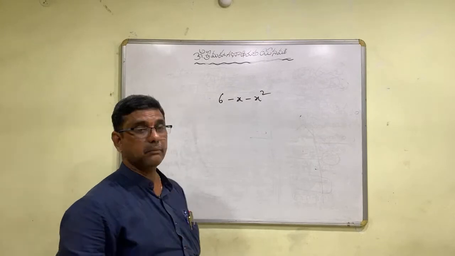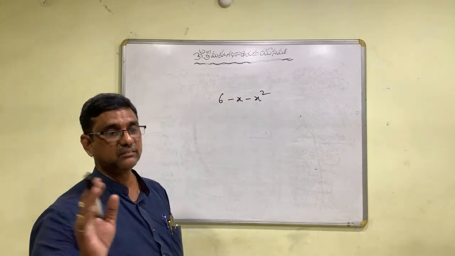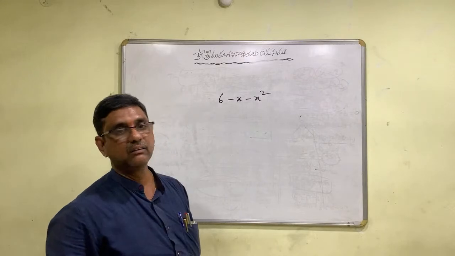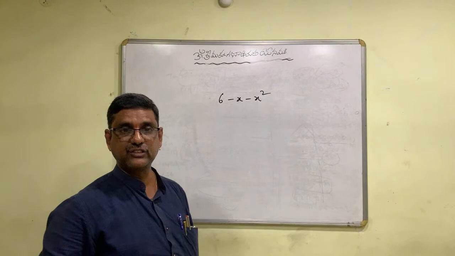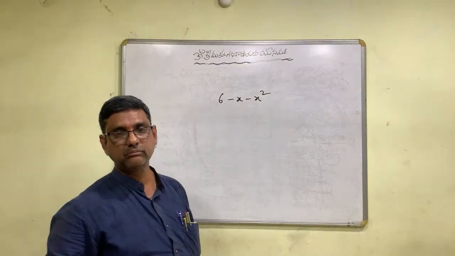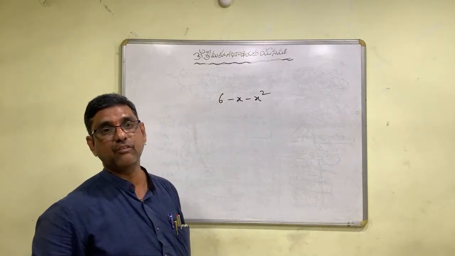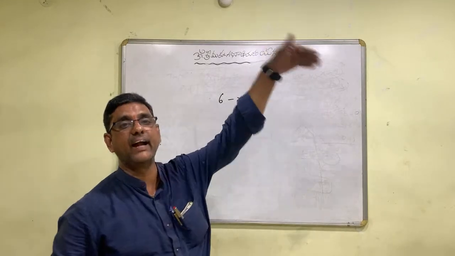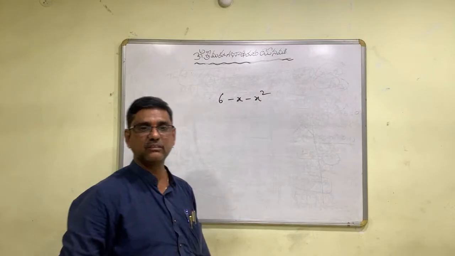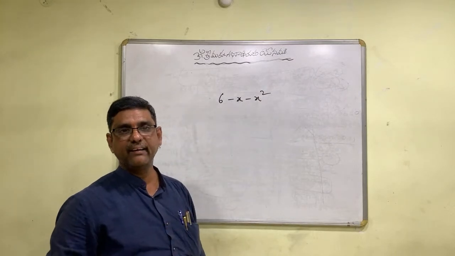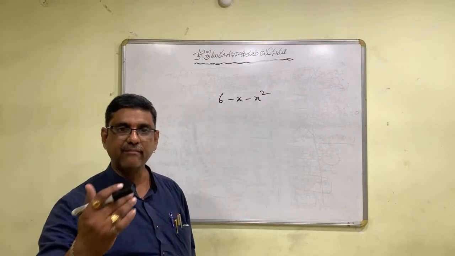6 minus x square. How to do this one? It is like a different one because it is not in the general form. See, x square is at the end and constant in the beginning. How to do this? So don't worry, you have to do in the same way.